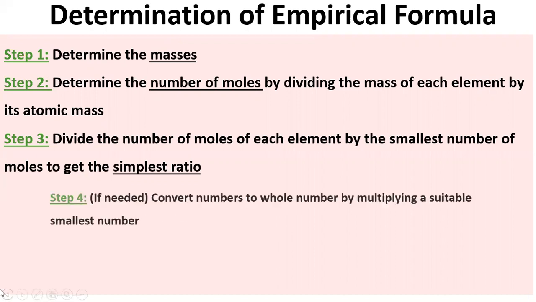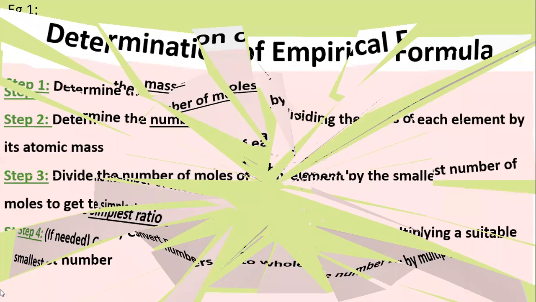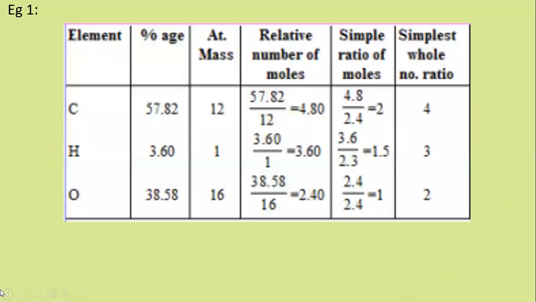In the last step, if necessary, we have to move on to this step. Convert the number to a whole number by multiplying by a suitable smallest number. So first step, determination of mass, second step, number of moles, and third step, we are converting it into a simplest ratio form, right? So let us take some example. Based on these steps, we have to calculate the empirical formula.